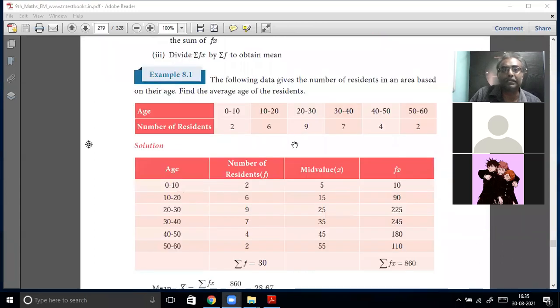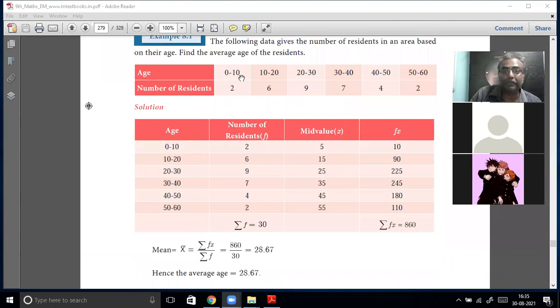The age and the number of residents are given. Whatever is given horizontally, you have to put vertically.